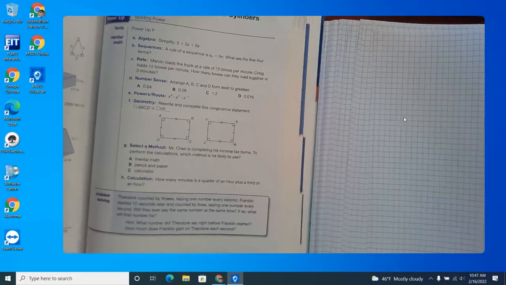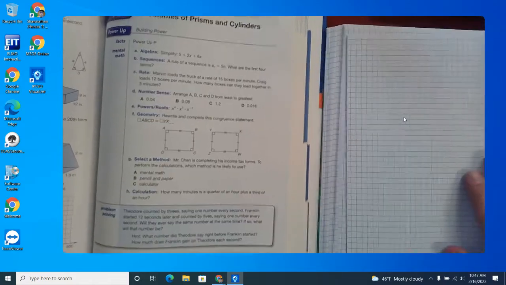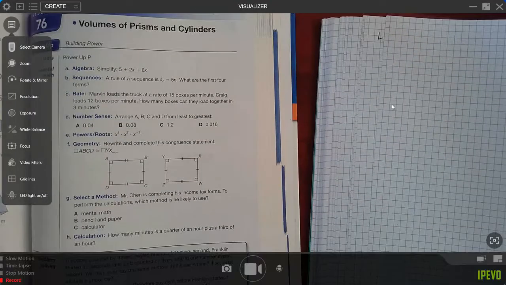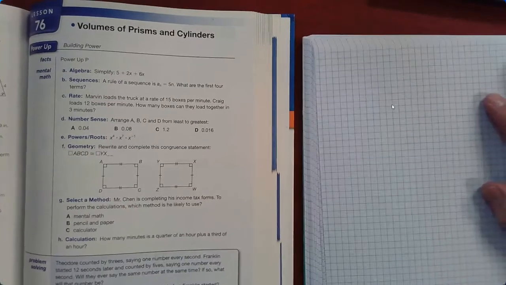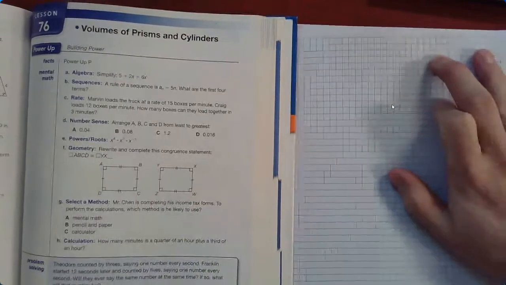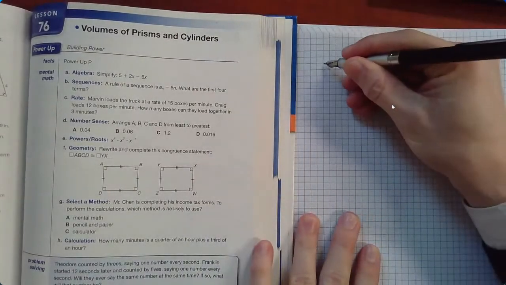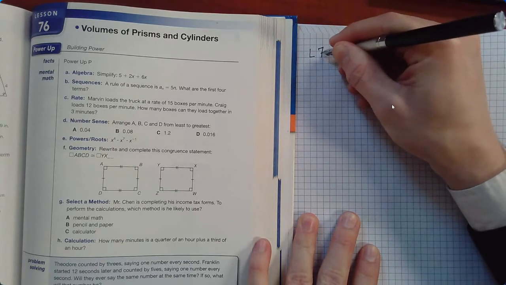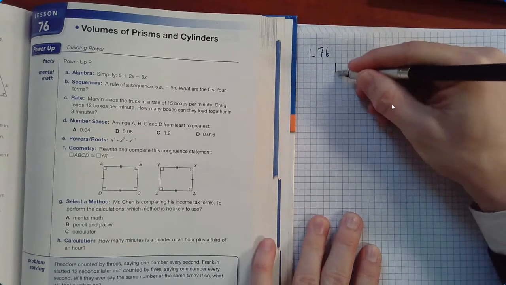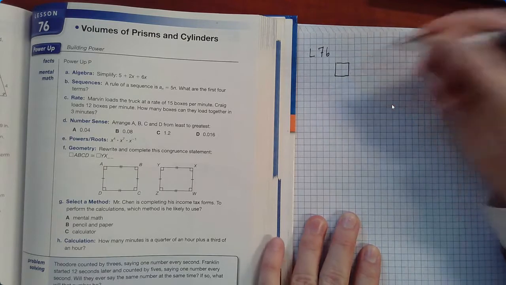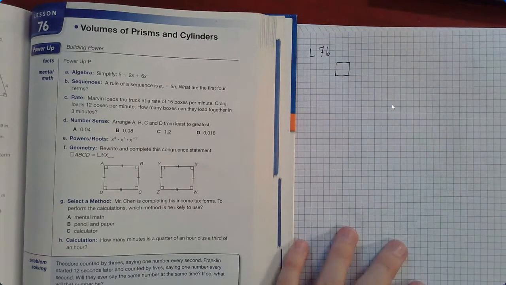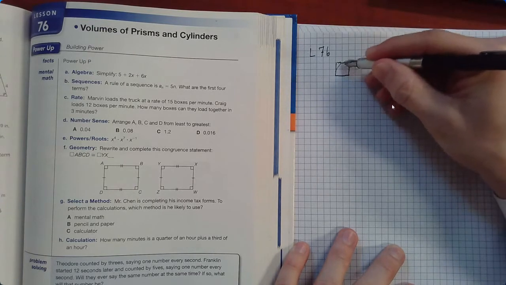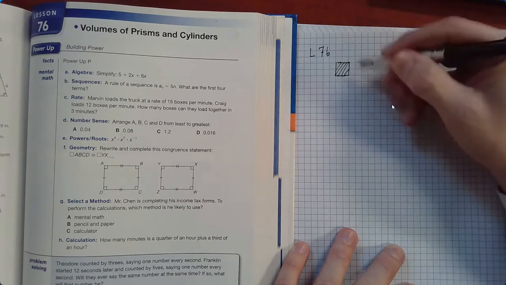Lesson 76, volumes of prisms and cylinders. Volume is like 3D area, right? We have our perimeter, which is just the outside of a two-dimensional figure. It's just the lines. We have the area, which is all of the inside of that bit.